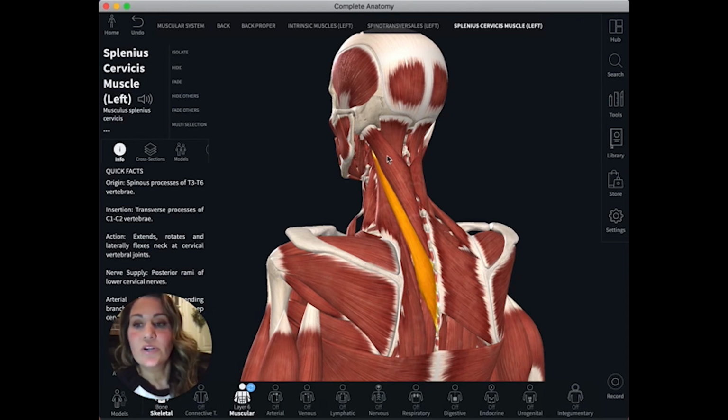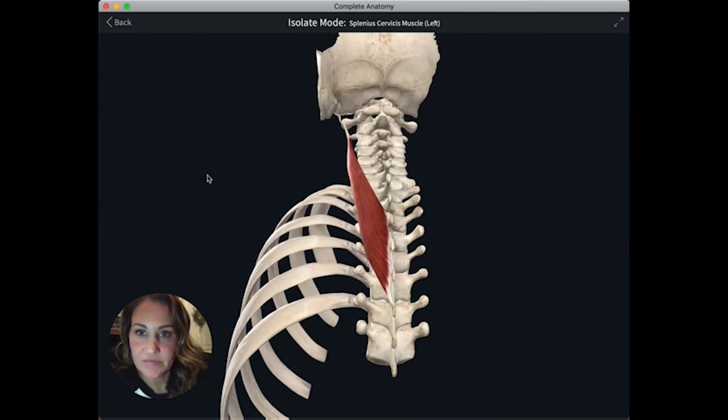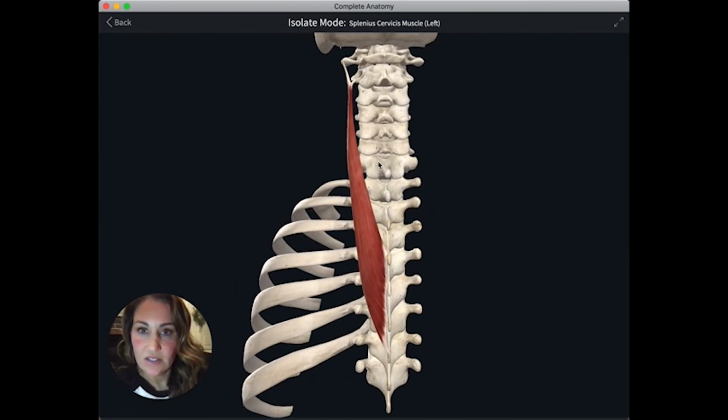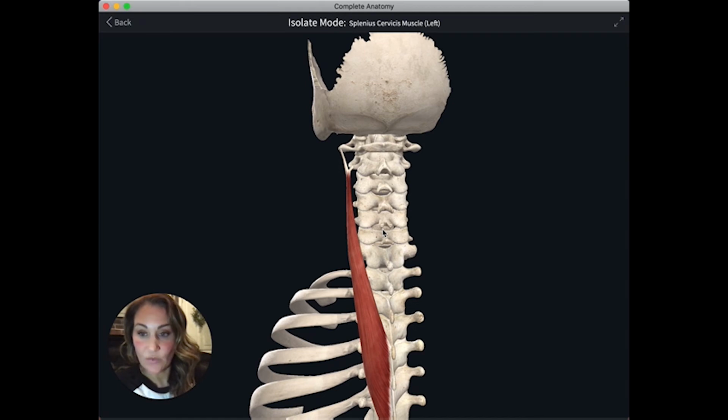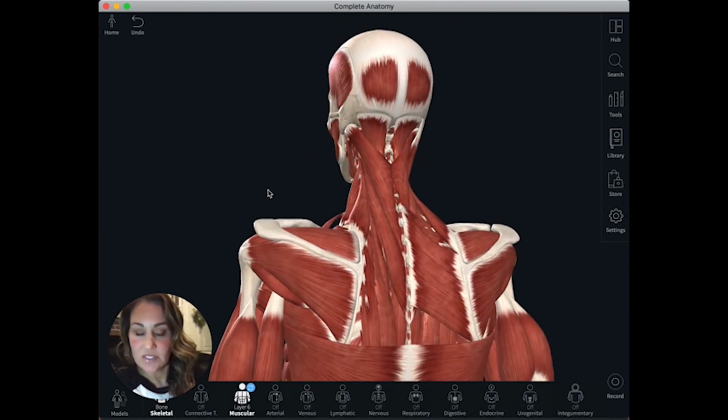And then its insertion is up on C1 and C2. So let me isolate it here. And you can see where its insertion is on C1 and C2. So when these muscles contract, like I said, the two muscles have the same action. So when one side contracts, it's going to ipsilaterally rotate my head. So if my right side contracts, my head will rotate to the right side.